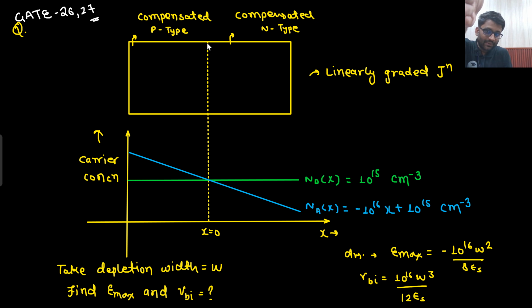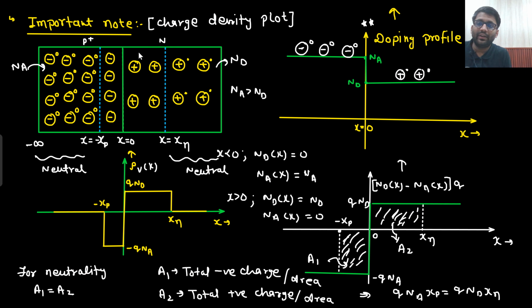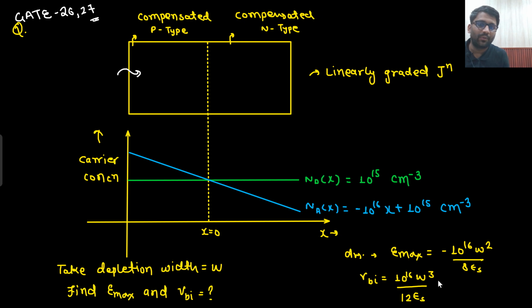Now what is the scenario? This is my x equals 0. Here I am doing the doping. But this time I am not only purely doping Na. This time I am doping Na as well, and I am doping Nd as well. But in this particular region, Na is more than Nd.